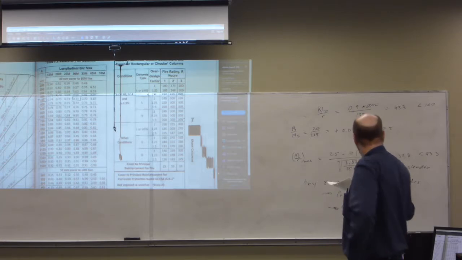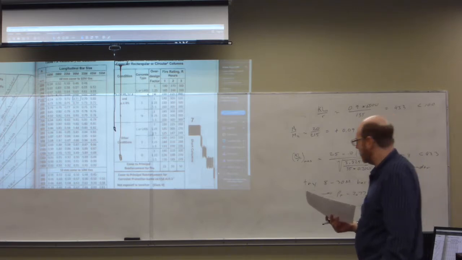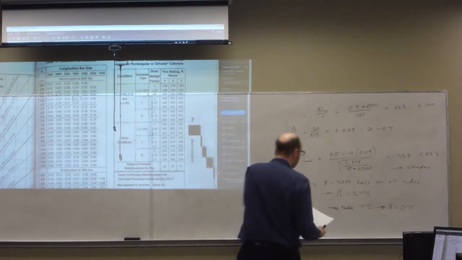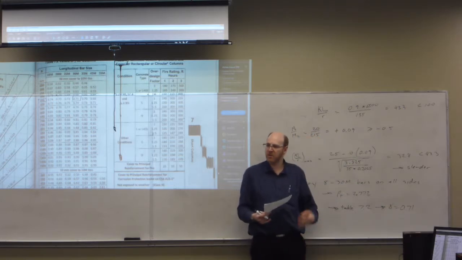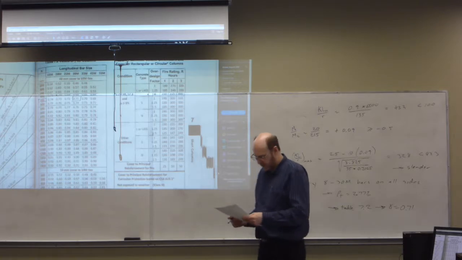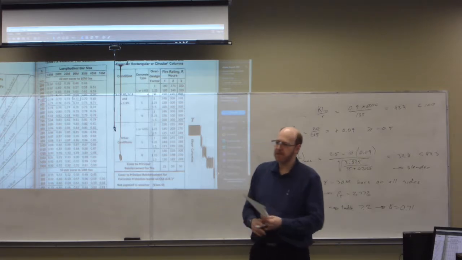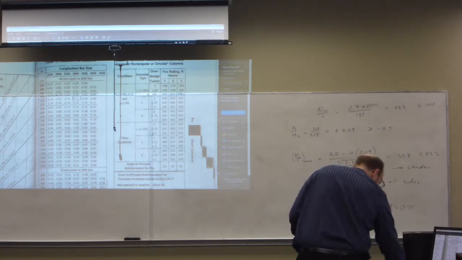Now, off of this, we're able to determine which of our interaction curves we're going to use. Remember we said that rounding down is conservative, and this is pretty close to 0.7 anyway, so I'm just going to use the appropriate curve for 0.7. Before we do that, we have to calculate our Pc. So let's go find our table here.